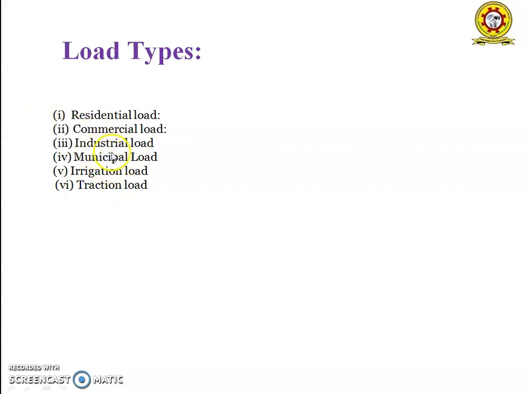And the next one is the industrial load. It consists of load demands of various industries. Next one is the municipal load. It consists of street lighting and power required for water supply and drainage purposes. And the next one is the irrigation load. This type of load includes electrical power needed for pumps driven by electric motors to supply water to the fields. And the next one is the traction load. It includes trams, trolleys, buses, and railways.